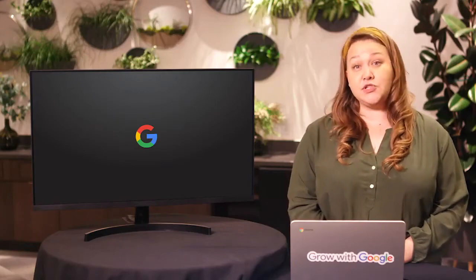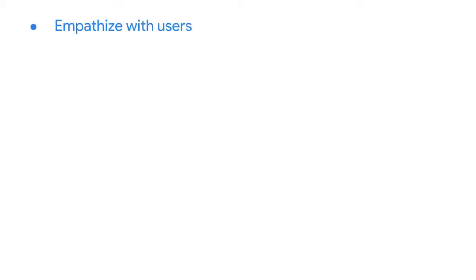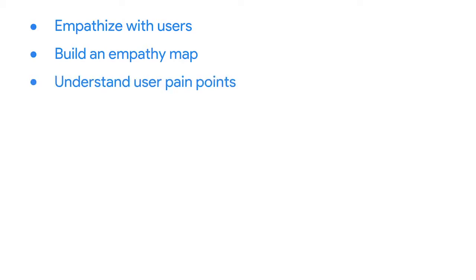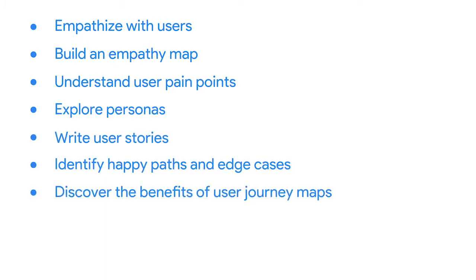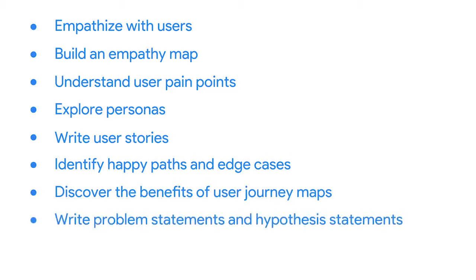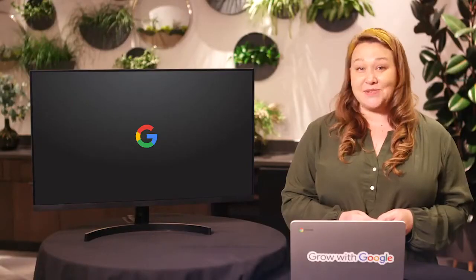Let's get to it. Coming up, we'll learn how to empathize with users, build an empathy map, understand user pain points, explore personas, write user stories, identify happy paths and edge cases, discover the benefits of user journey maps, write problem statements and hypothesis statements, and we'll consider how accessibility fits into all of this. So let's get started.